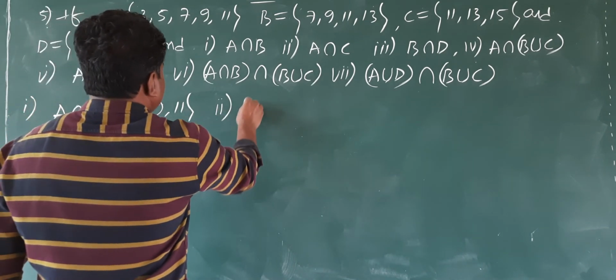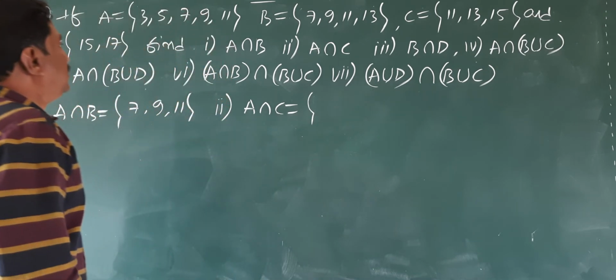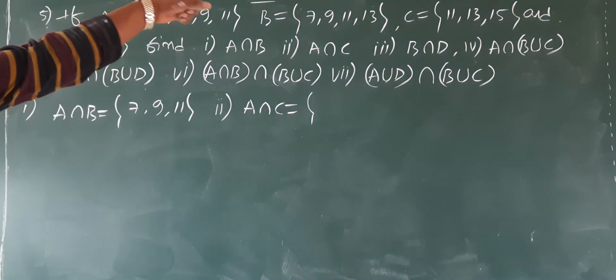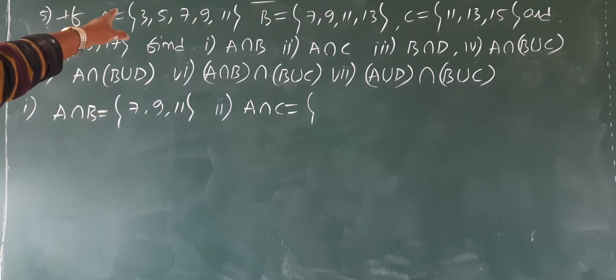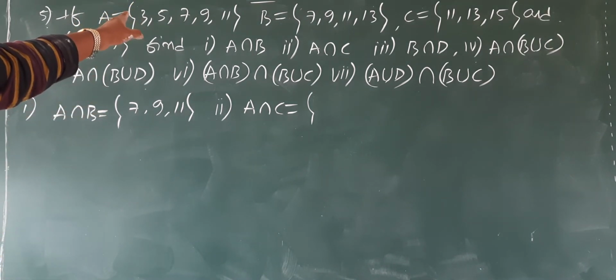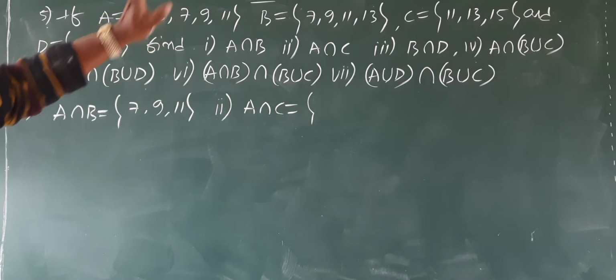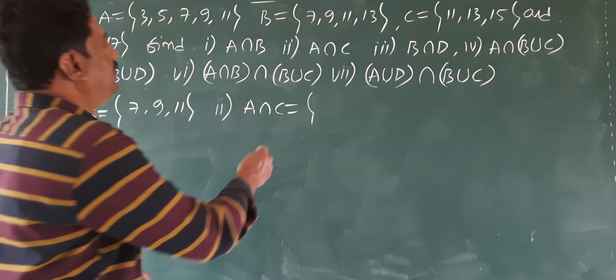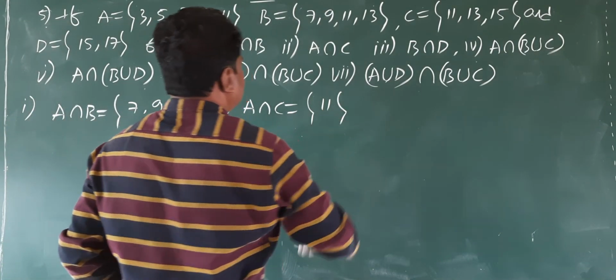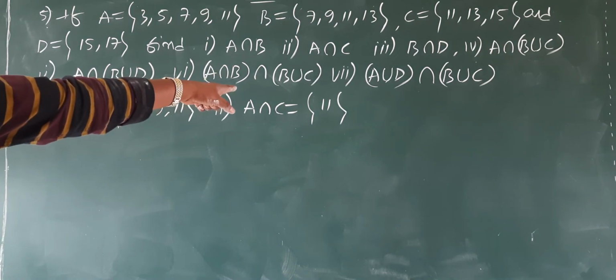Second one. A intersection C. You pick common elements from both A and C. 3 is not common, 5 not common, 7 not common, 9 not common, 11 is a common element. So 11 is the common element. This is A intersection C.